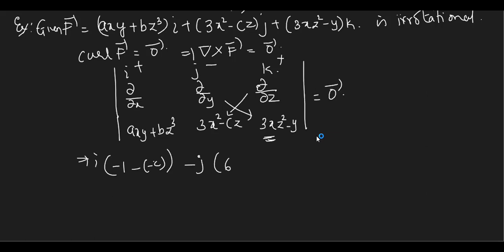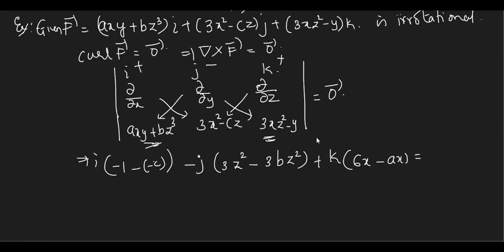3z square. Minus this with respect to z: 3bz square. Ma'am, 3z square. Sorry, I wrote 6, no? Yes, 3bz square. Then k into, leave the row and the column. What about this? 6x. 6x minus, with respect to y here, ax. Equal to 0.